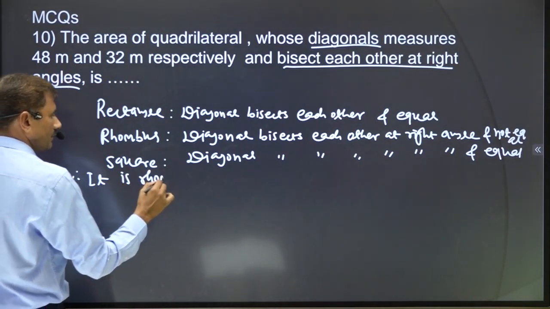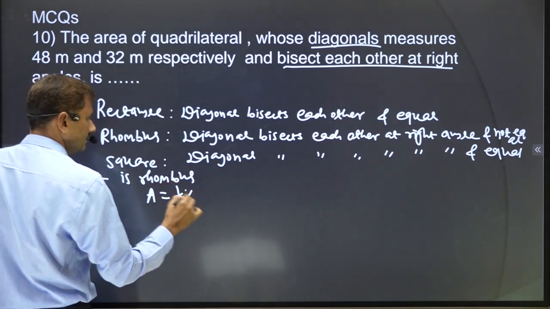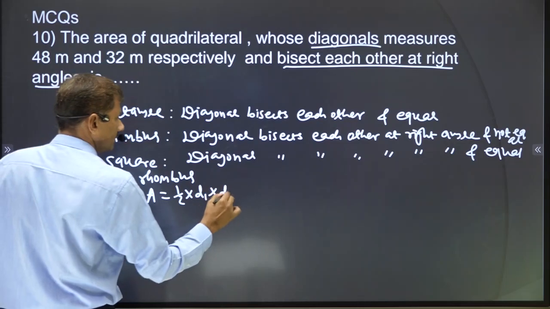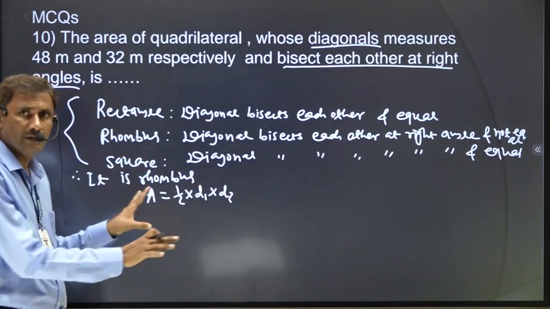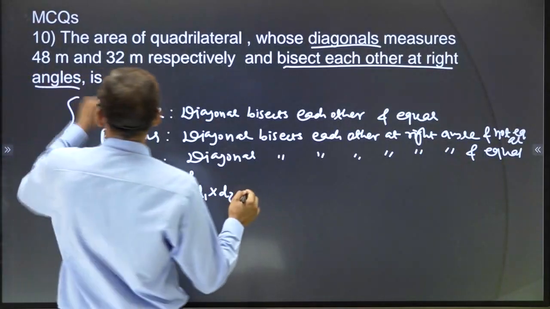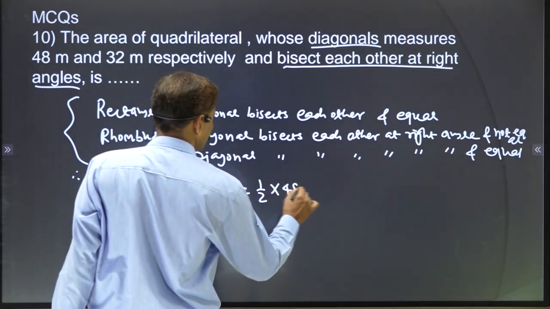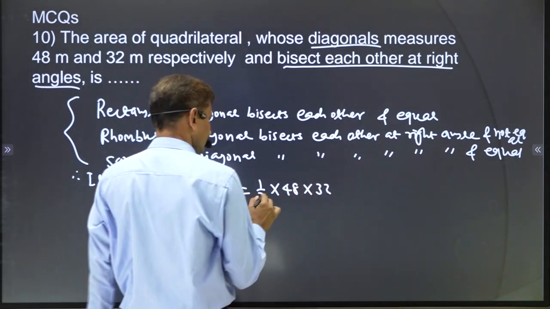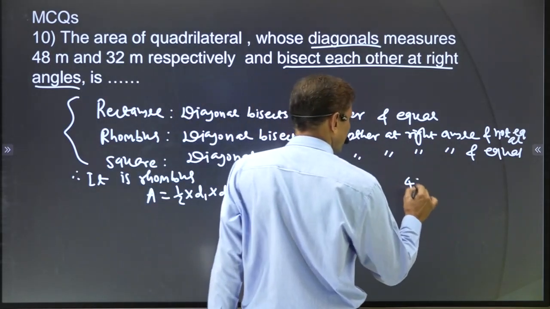So now you know the property. Area is equal to half into d1 into d2. Okay, understand this one is very important here. I'm not talking about sides, angles, just about diagonals. So it will be half into 48 into 32. So 16. So 48 into 16. So it will be our answer.